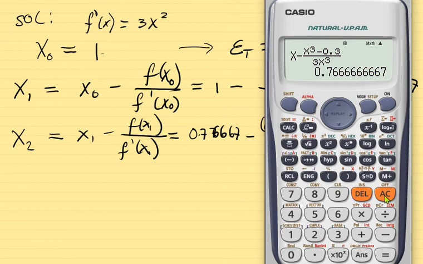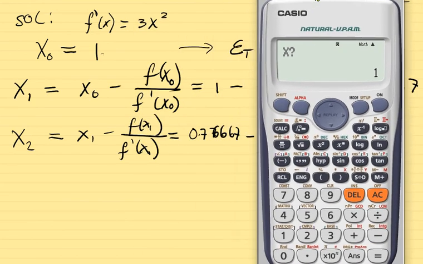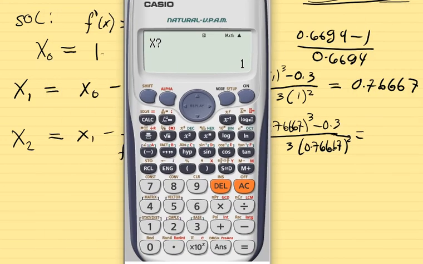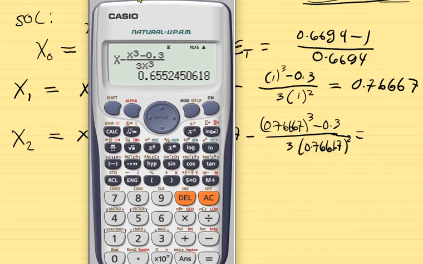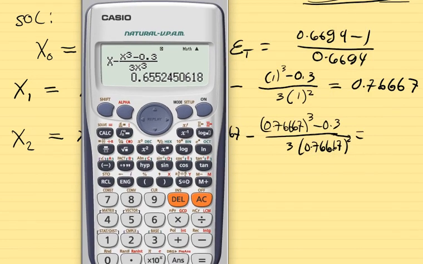So instead of pressing AC, we just press calc again, then it asks for the value of x. Our previous value for x was 0.76667. Instead of typing that, you can just press ANS, so that our input will be the result of the previous calculation, and press equals. So this will be our new iteration, 0.6552.